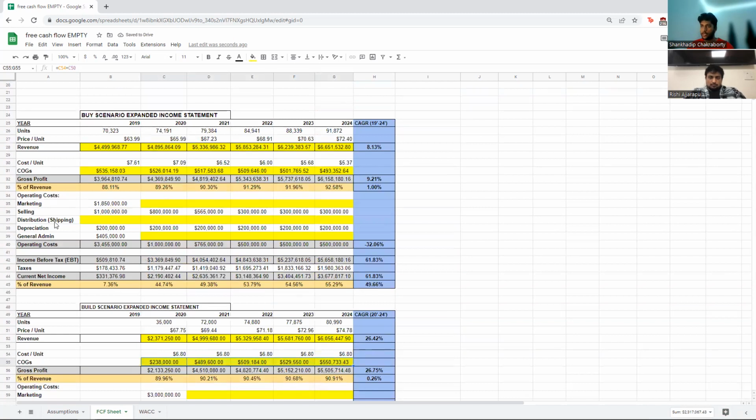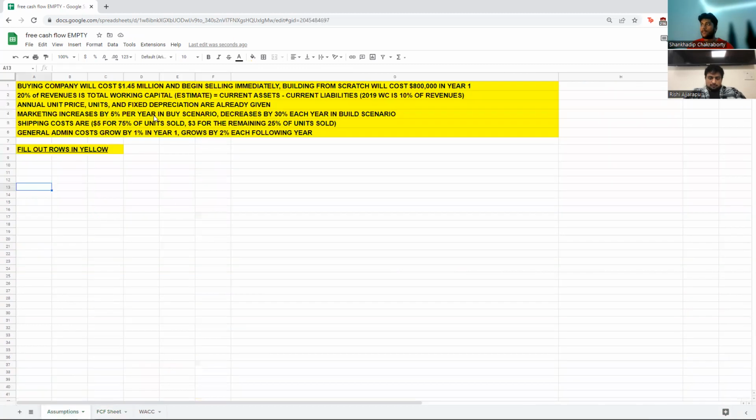Now we have to do the SG&A, or the operating costs. And these are in the assumptions. Buying company 1.45, build 800K, we already know that. 20% of revenues is total working capital. We're honestly going to worry about that later. Marketing increases 5% per year in buy, decreases 30% each year in build. So in the build scenario, the company is going to be very marketing heavy initially, and then pretty rapidly drop off its marketing expenses and reinvest probably back into the company for R&D, cut its operating costs a little bit.